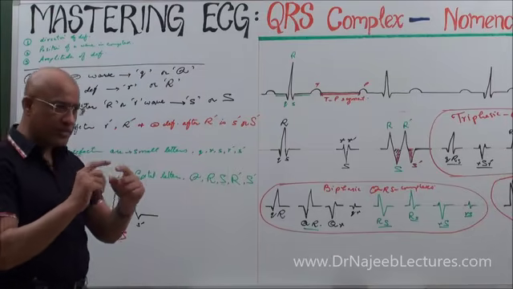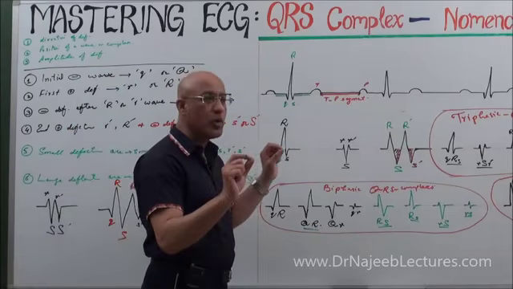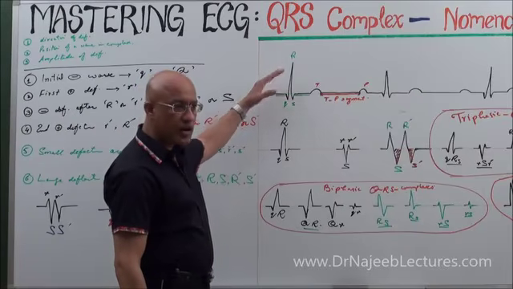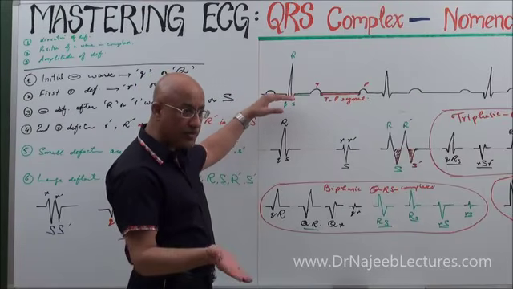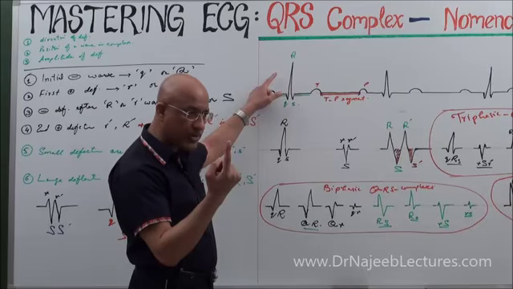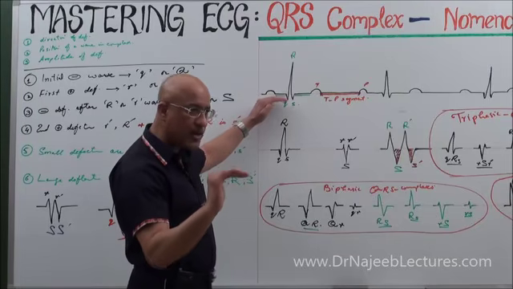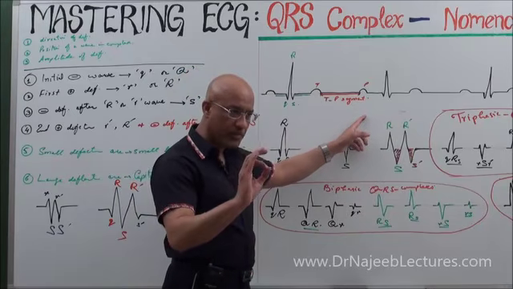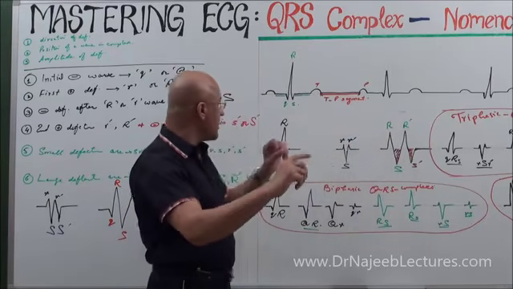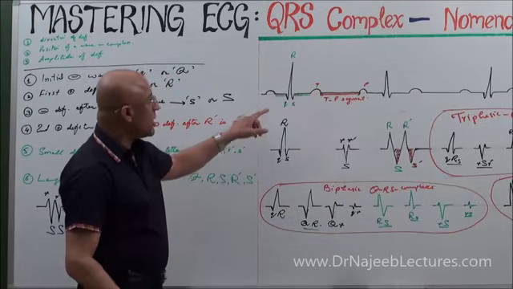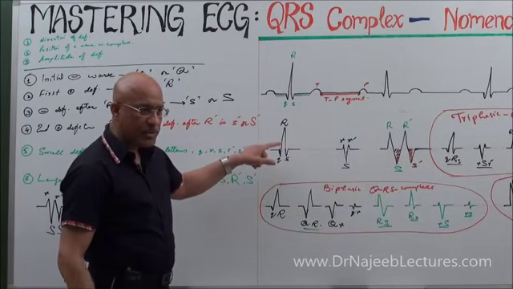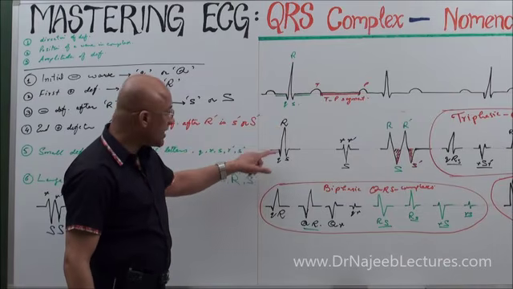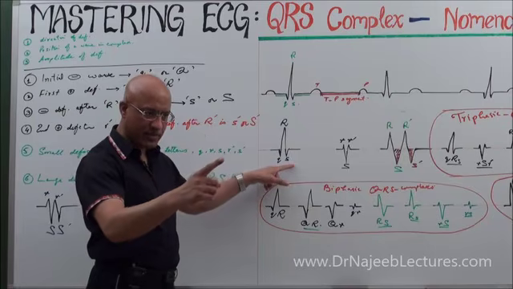When there are multiple waves in the QRS complex, how do you label the waves? For that purpose, you have to see whether the waves are positive or negative. All waves above the isoelectric line are considered positive deflections. Waves below the isoelectric line are negative. The isoelectric line is basically the TP segment, more accurately speaking. Clear? Then, if there is a positive deflection, the first positive deflection should be called R, any negative before that should be Q, and any negative after that should be S.